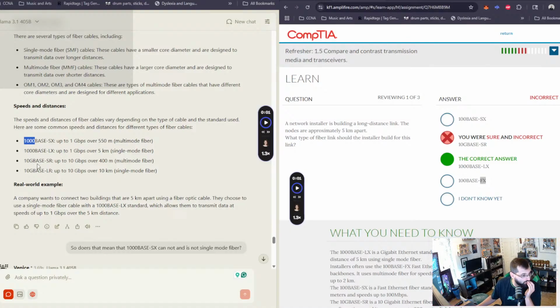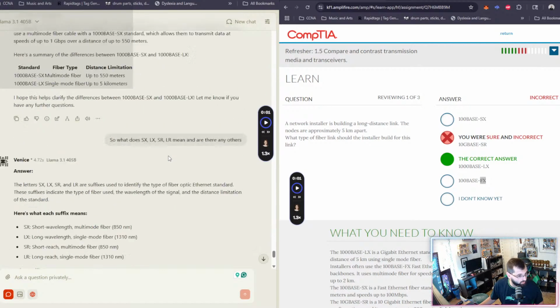And then we have the SR, which is short range. So we are at 10 gigs, which is significantly higher. But now we have a short range. We're still at the short range. So why is it an X instead of a W? Okay, let's go back down.